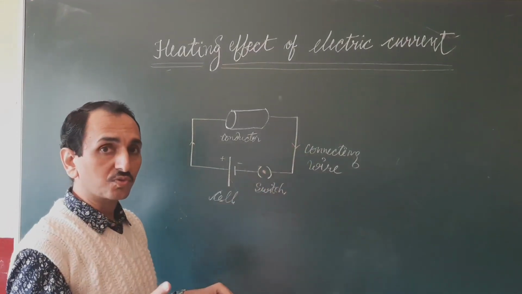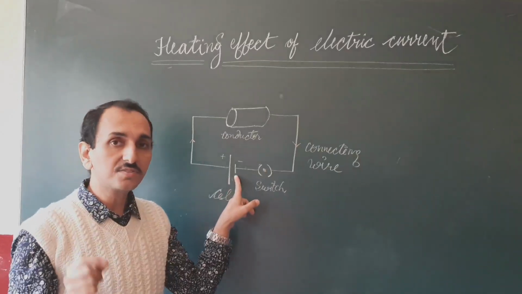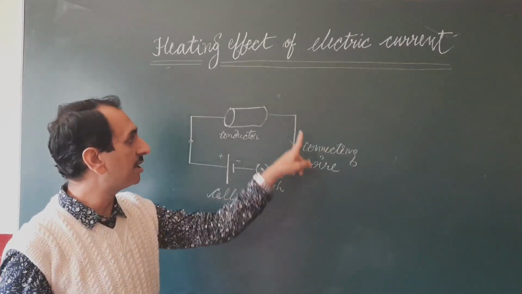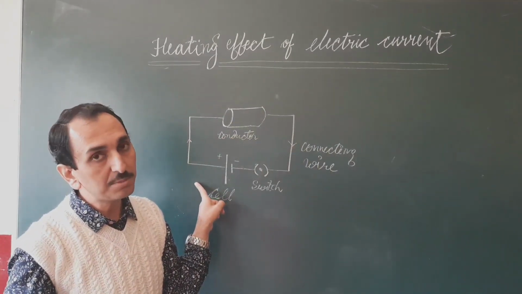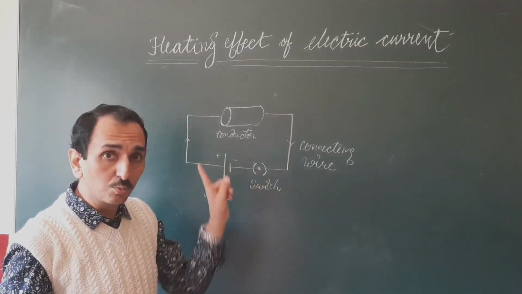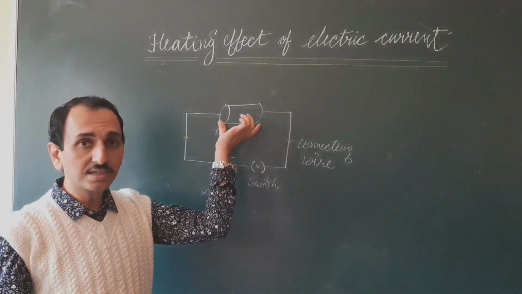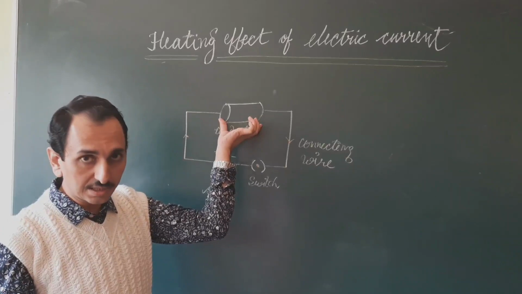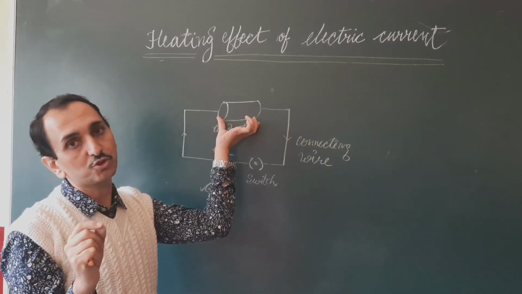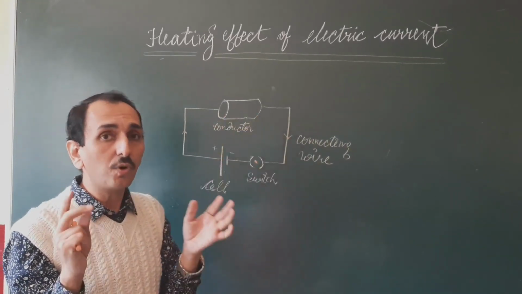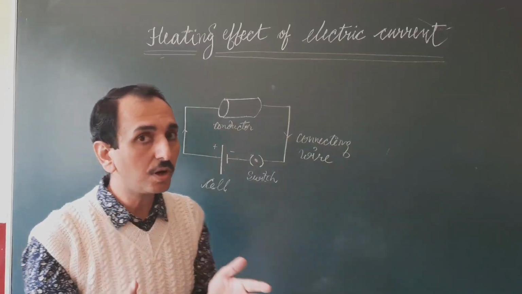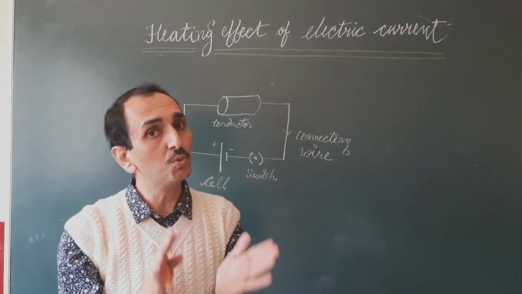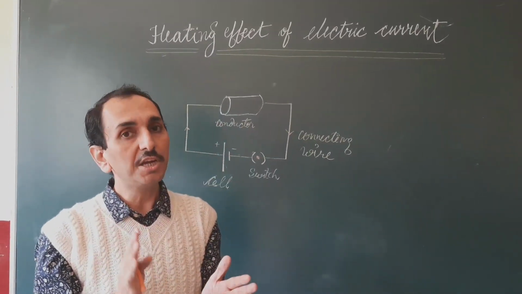But the electrons, which have negative charge, start flowing from the negative terminal toward the positive terminal. In doing so, in their motion, there are certain atoms or molecules present in the conductor. They oppose the motion of those electrons and some work has to be done. That work is converted into heat. This is called the heating effect of electric current.